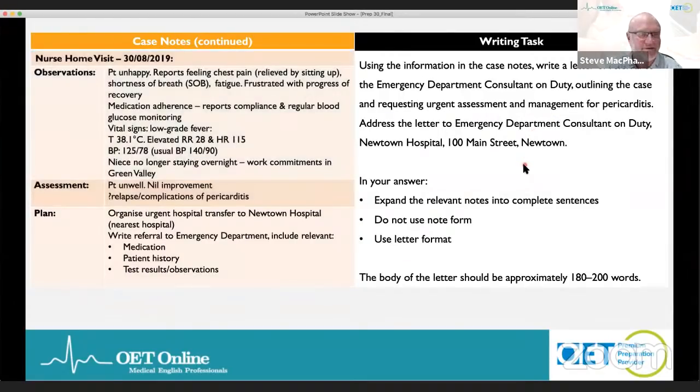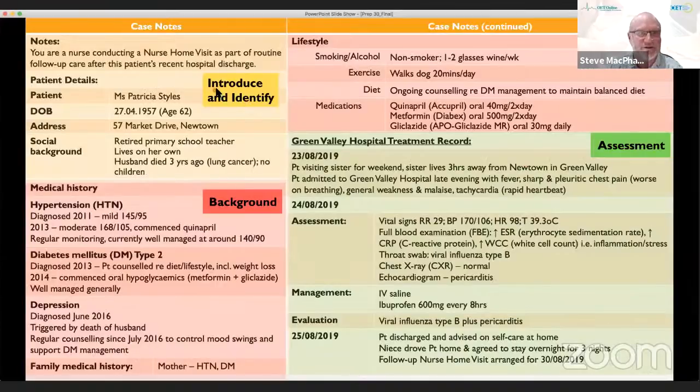Okay. So if we go back, everyone, look at that. We've got the I for introduce and identify, the B for background, and the A for assessment. That's all here. Now you can see the case notes don't follow the identical order of ISBAR. They just follow the timeline. But ISBAR doesn't follow the timeline. So when you think of ISBAR, don't think of the same order. You don't have to. Just think of including all of the aspects, but not necessarily in that ISBAR order, okay?